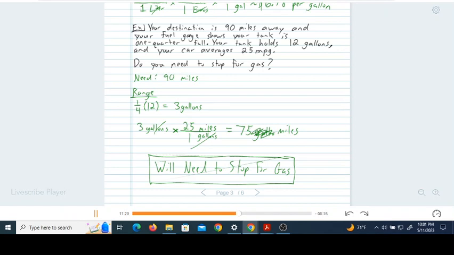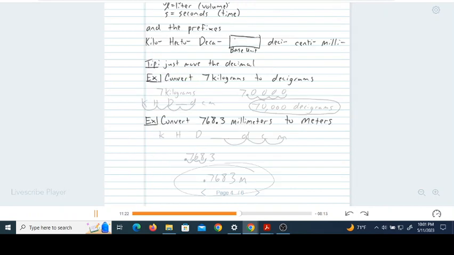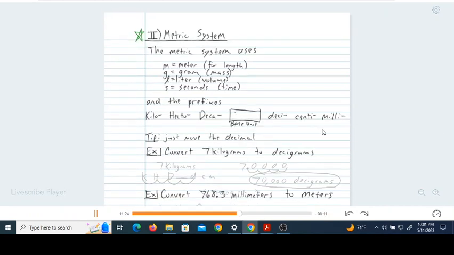Alright, so we're done with those basic conversion factors. Let us now introduce the metric system. So the metric system uses those base units and prefixes listed there: kilo, hecto, deca, the base unit with no prefix, deci, centi, milli. The idea with the metric system is you just have to move the decimal, since each prefix is a power of 10.